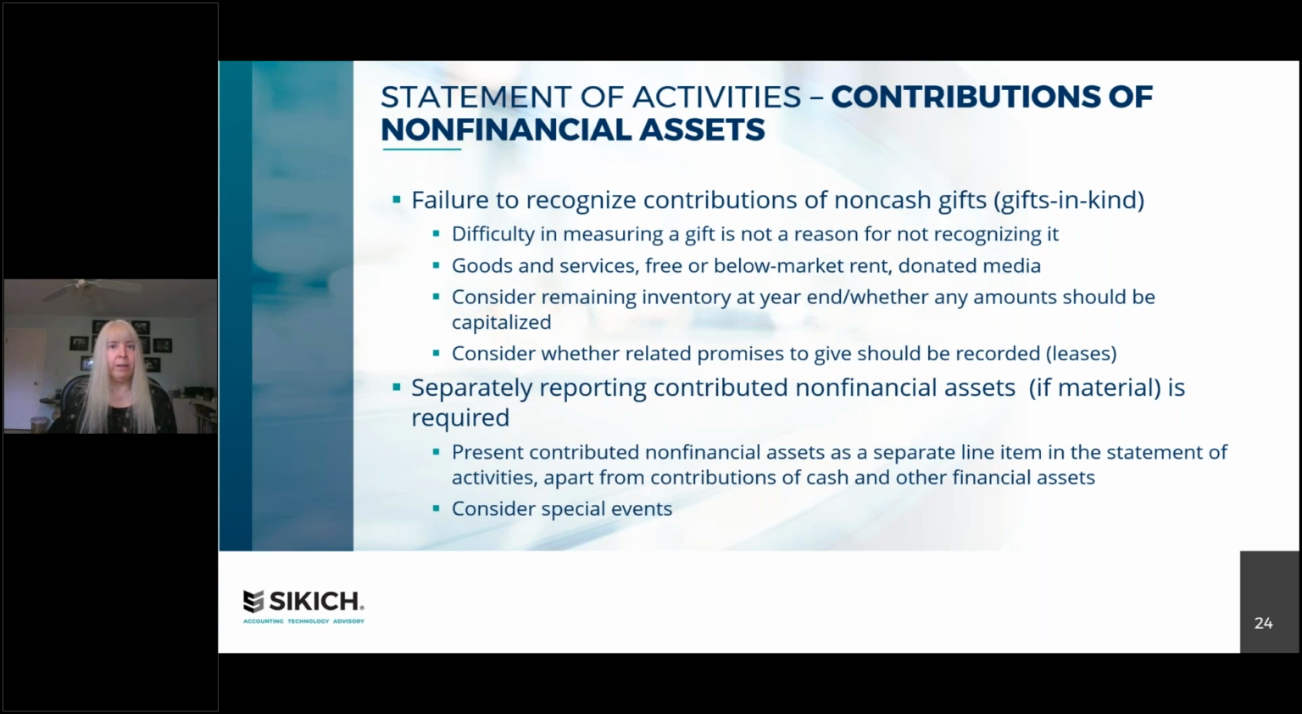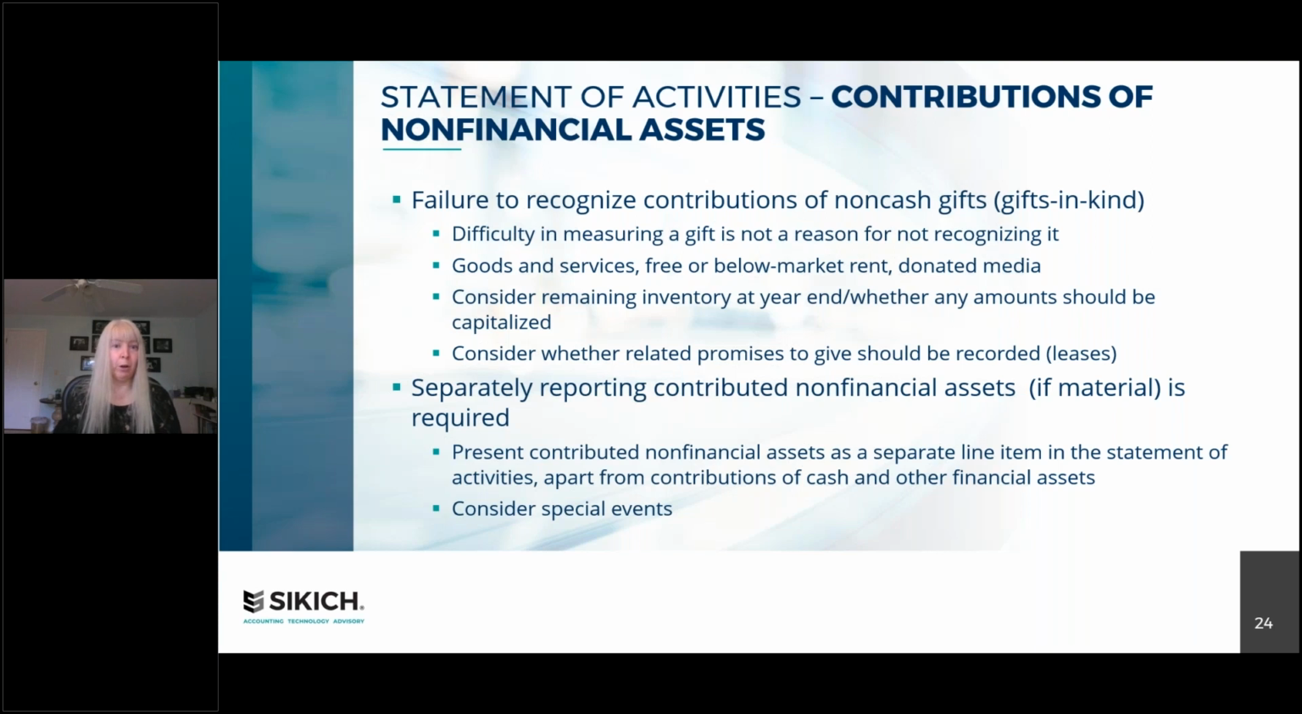One other area we see it that is missed sometimes is the failure to recognize contributions of those non-financial assets in the first place, so your gift in kind. And a difficulty in measuring a gift is not a reason for not recognizing it. So even though it might be hard to value, it's still the not-for-profit's responsibility to make those fair value estimates and record the contributions of non-cash gifts if they meet the criteria.